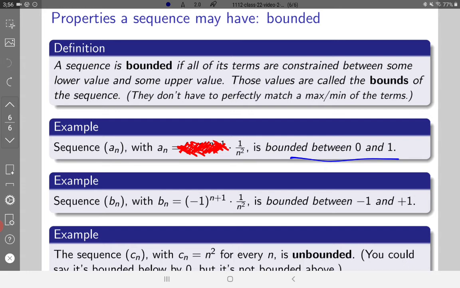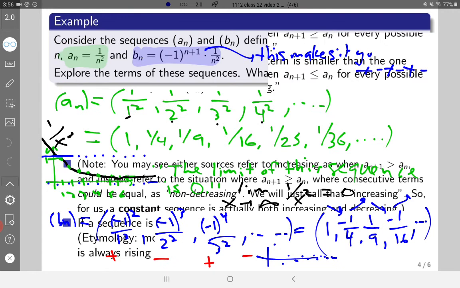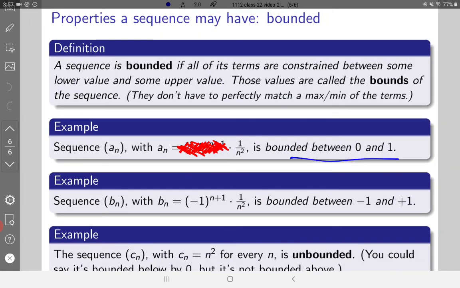For the other sequence, Bn, it's also bounded, but it's not bounded below by 0. It's bounded below by, well, in that sequence, it jumped as low as -1/4, and then it kept going up and down from there. So I guess I could have been a little more precise and said the lower boundary is -1/4. But the bounds, we don't actually care whether they're perfectly equal to the minimum and the maximum value of the function. I would still be allowed to say those terms are bounded between -1 and +1. If I lay out those bars at y equals -1 and y equals +1, all of the numbers in the B sequence do stay between those bars. So this is still a true statement.